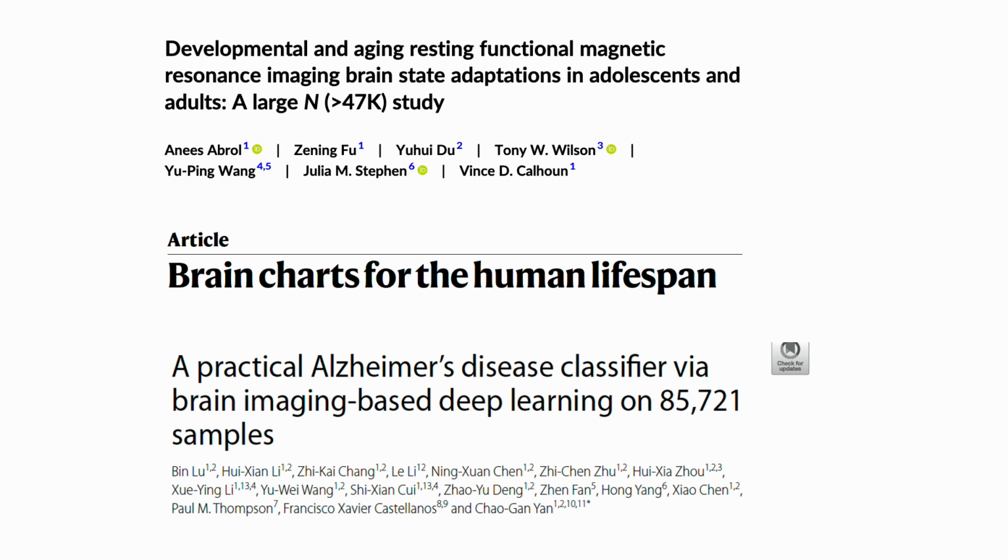into application. Here is a paper by Chao Gan Yan's group where they have used this to classify between AD and healthy control, developing a model where they have used more than 85,000 samples.